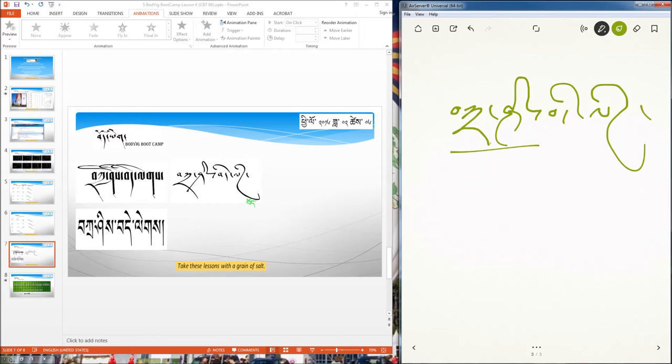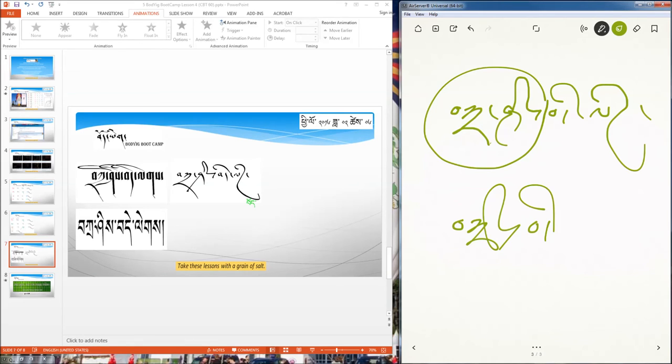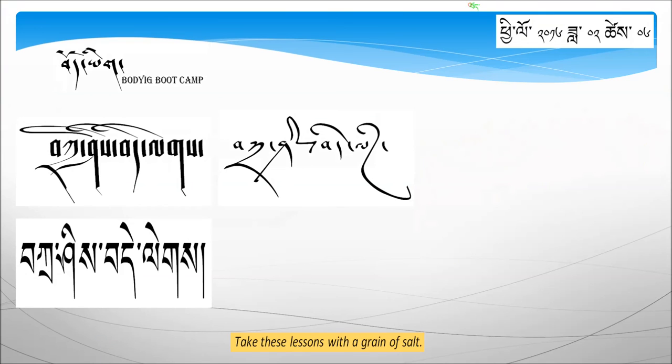So this could be written even faster like this. So this is the same as ta shi, all written together. And then de lek. And I think that's pretty much it for this lesson.